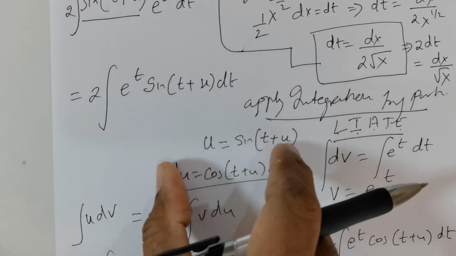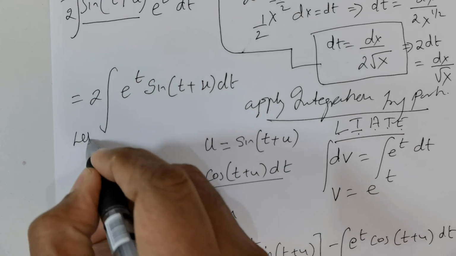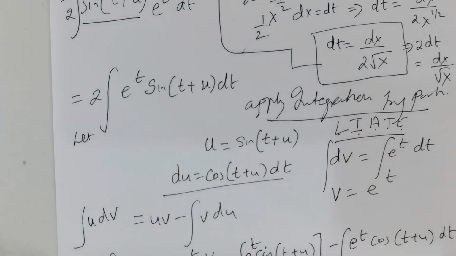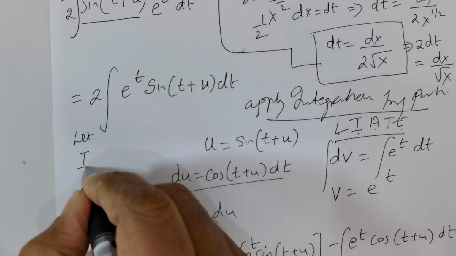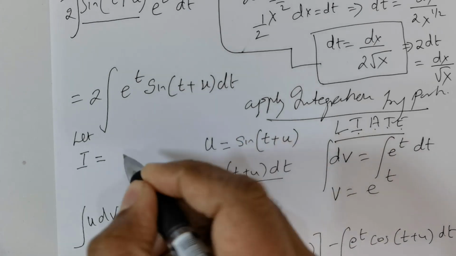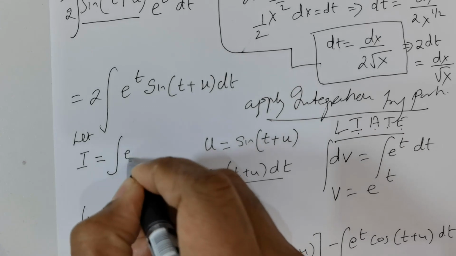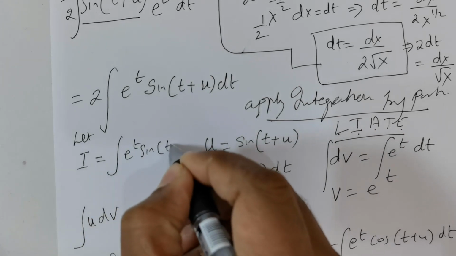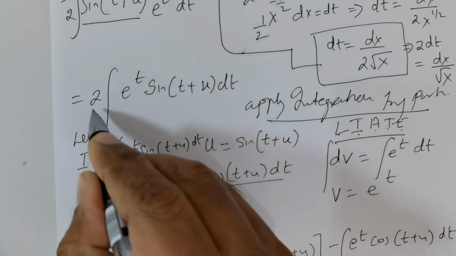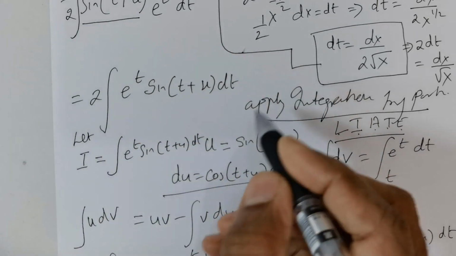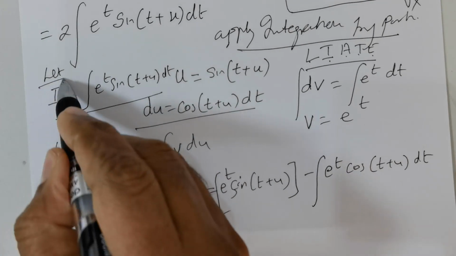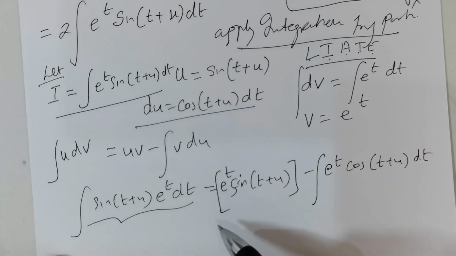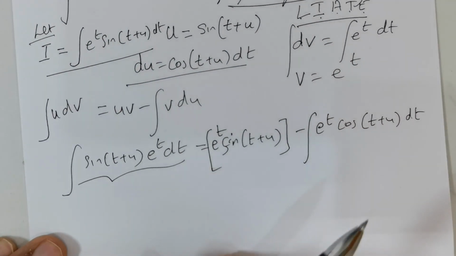So before we could apply integration by parts, I'm going to state here, let I be equal to the integral of e raised to the power of t sine of t plus u times dt. Don't worry about the 2, we will deal with that later. This is the consideration I am taking, and then I am applying integration by parts, and then I am getting this.